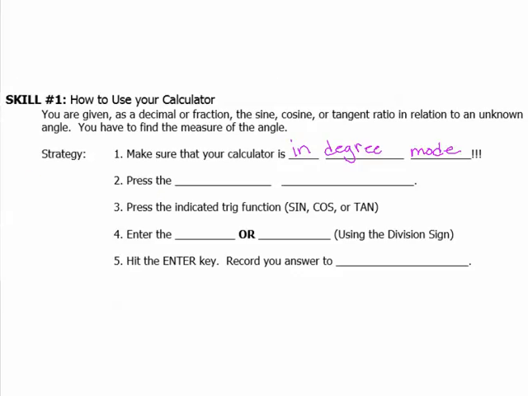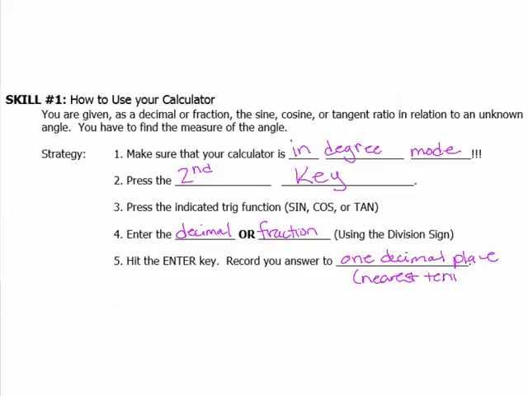Now, in order to do anything, we're going to press the second key and then the indicated trig function, sine, cosine, or tangent. Once we do that, we're going to enter the decimal that's on the other side of the equal sign or the fraction. When I enter a fraction, since SOHCAHTOA are made up of fractions, I'm going to have to use the division sign. I'm going to hit the enter key and then record my answer normally to 1 decimal place, which we call the nearest tenth. The tenth place.